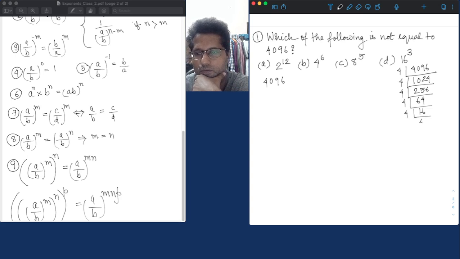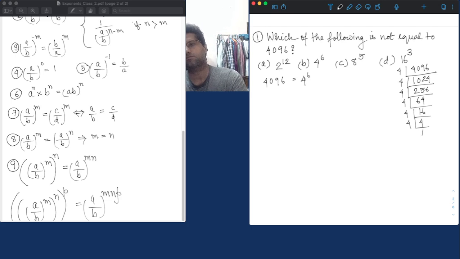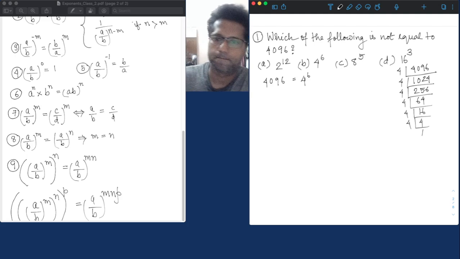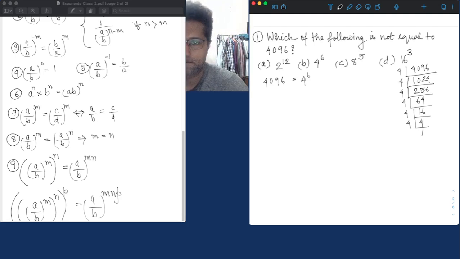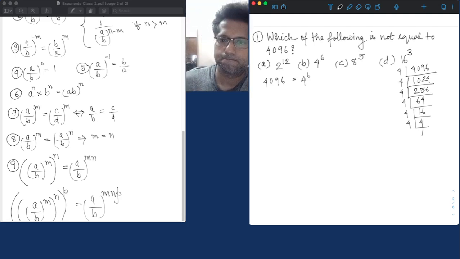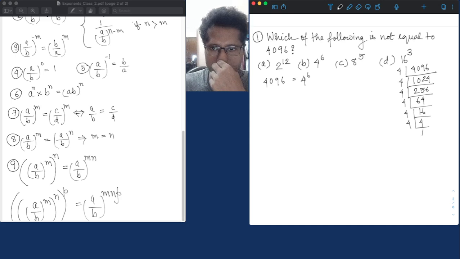4, 4, 4, 1. So 4096 is 1, 2, 4, how many times? 4 multiplied by 1, 2, 3, 4, 5, 6. So 4 to the power 6, and 16. We have 8 is not equal to.